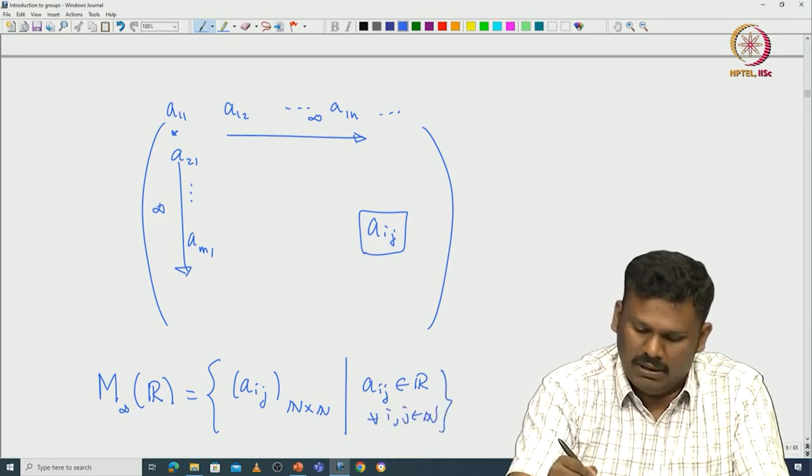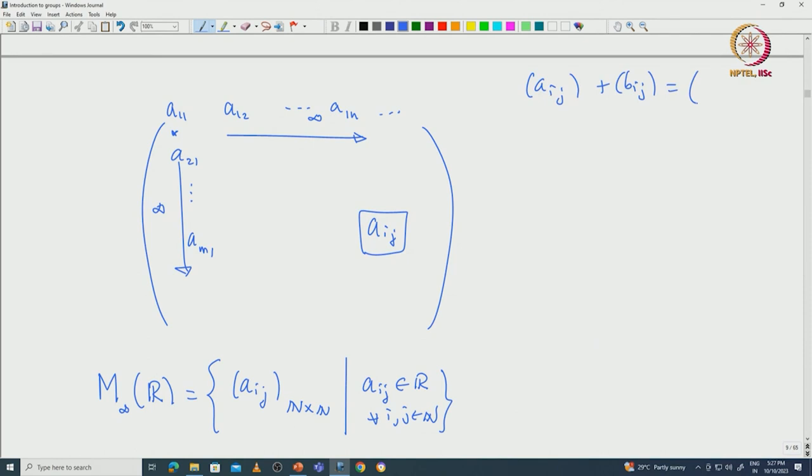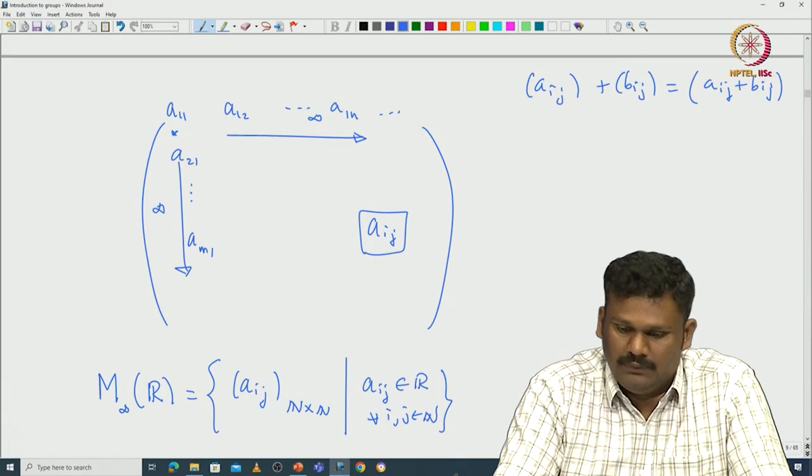Now, given aij and bij, you define the addition to be the componentwise addition aij plus bij. This makes this set M infinity R into a group. So you check all the properties of a group and then see what group it is, like abelian or non-abelian and so on.